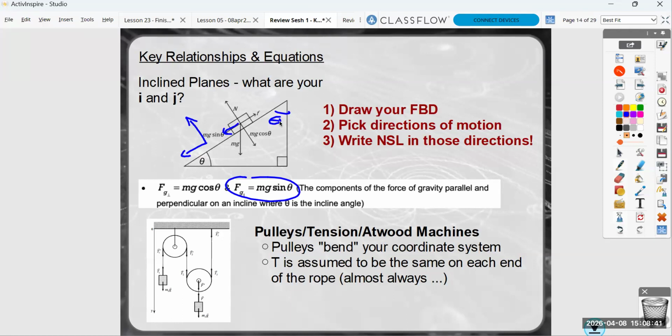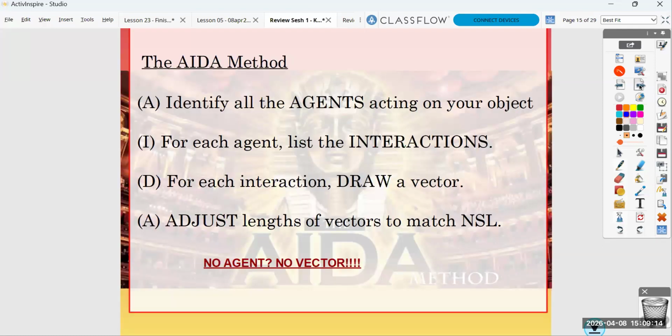For pulleys, one way to think about this is that the pulleys sort of bend your coordinate system: if this mass is moving down, other things might be moving up on the other side. For the moment, we'll come back to this when we talk about rotation, we usually assume that the tension on both sides of the rope is the same. That's only true if everything is nice and ideal. If your pulley has mass, that stops being true, but for most cases, the tension is the same on either end.